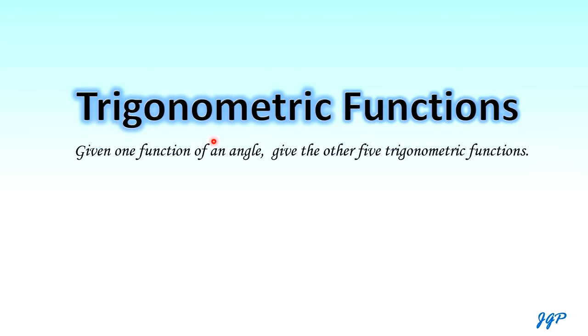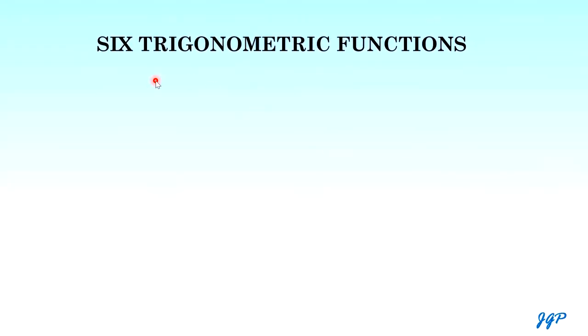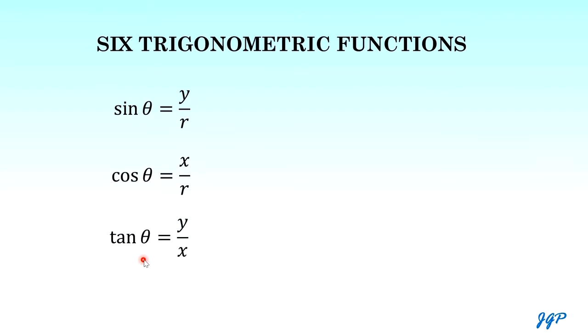Let's have trigonometric functions. You are given one function of an angle, and then you will give the other 5 trigonometric functions. So before we proceed to the examples, let's have the 6 trigonometric functions. First is sine theta, that is equal to y over r. Cosine theta is equal to x over r. Tangent theta is equal to y over x. And the 3 remaining trigonometric functions are the reciprocal of sine theta, cosine theta, and tangent theta.